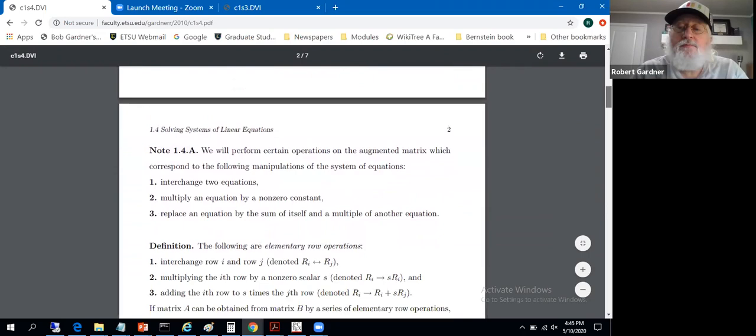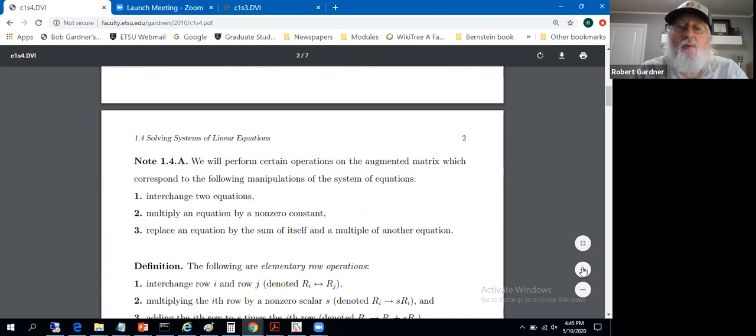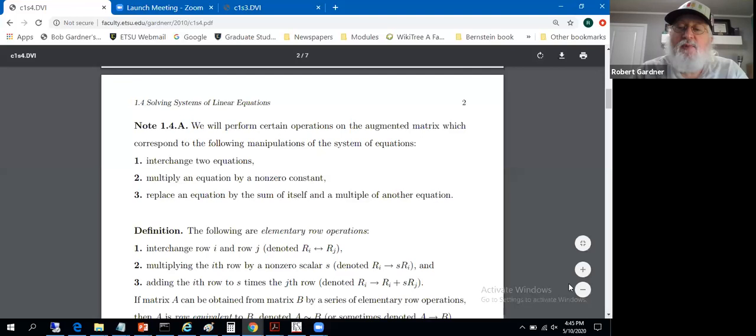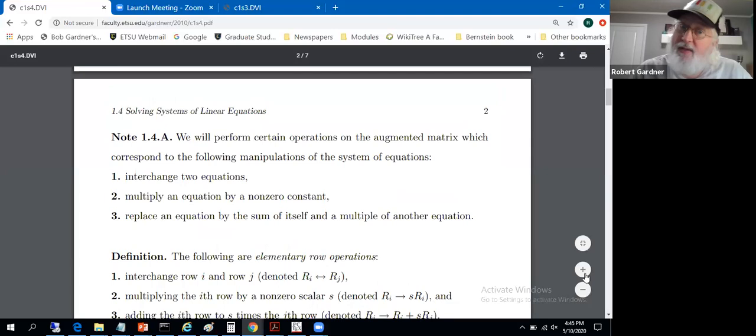All right, what we're going to do is talk about how we might manipulate the equations and use that as inspiration for how we're going to manipulate matrices, how we're going to manipulate augmented matrices that come out of systems of equations. All right, we'll perform certain operations on the augmented matrix, which correspond to the following manipulations in the system of equations. We could interchange two equations. Now you write them in a different order. That doesn't change the solution.